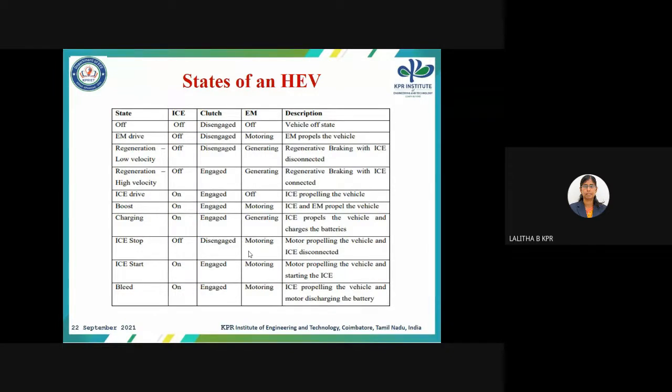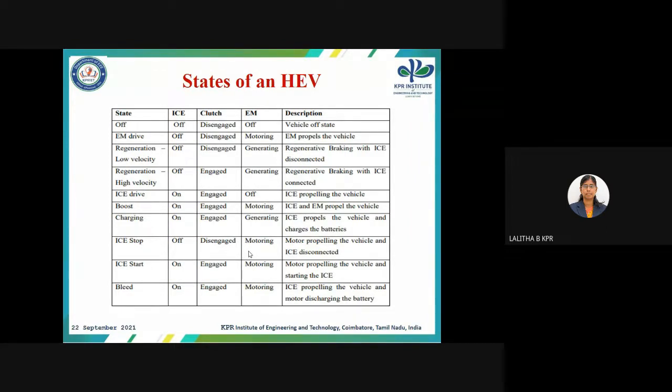So in the low speed, the electric motor drive alone runs the vehicle, and in the medium speed, the IC engine alone runs the vehicle. In the high speed, that is the boost condition, the electric motor and IC engine both operate the vehicle. When the battery is in charging condition, the electric motor is in generator state, so the IC engine propels the vehicle and charges the batteries. When the IC engine is stopped, the motor will be in motoring mode. Then the motor propels the vehicle and the IC engine is disconnected. And then for the IC engine start, the motor is in motoring condition, propelling the vehicle and starting the IC engine. So these are the different states of a hybrid electric vehicle.